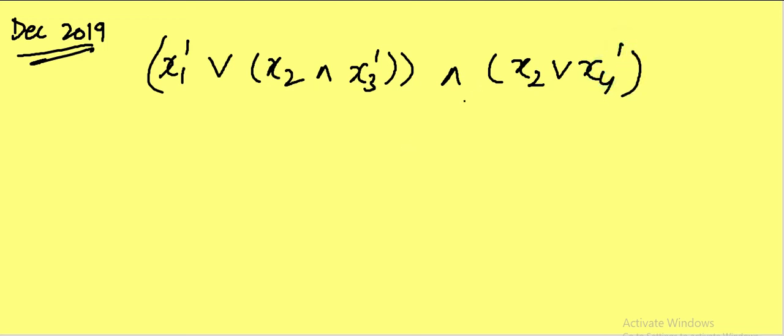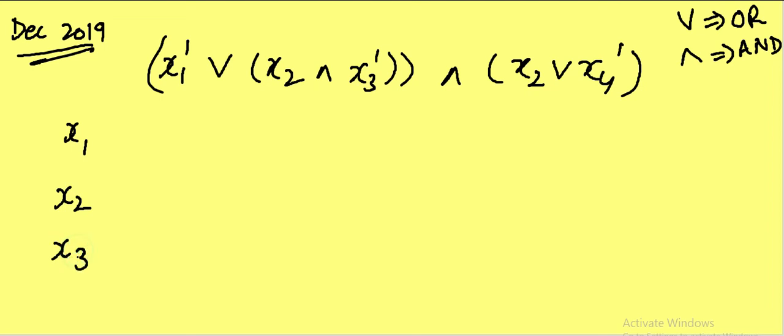Again they want to confuse you. That's why they are not using the plus and dot. They are using conjunction and disjunction. So remember, this denotes the OR gate and this denotes the AND gate. So it will be very easy to draw this circuit. Here we have x1, x2, x3, so write x1, x2, x3.